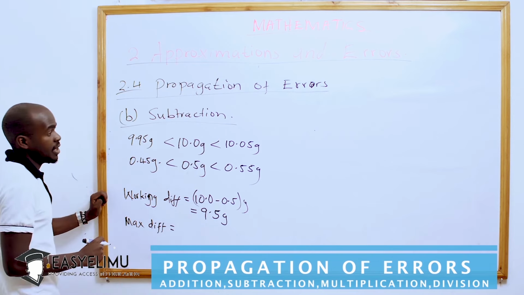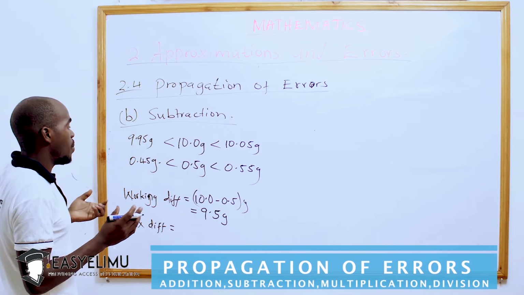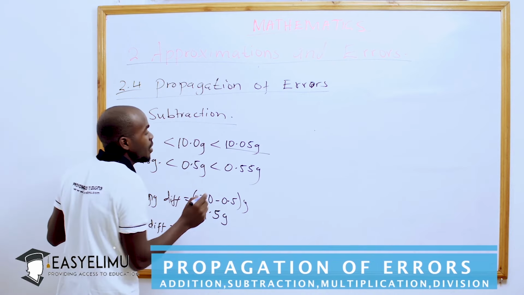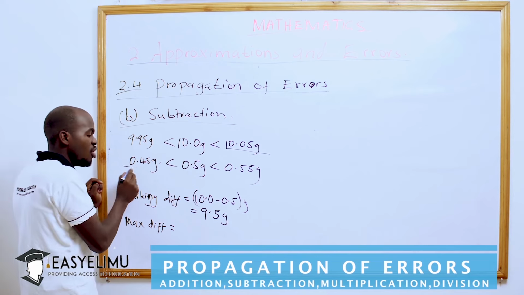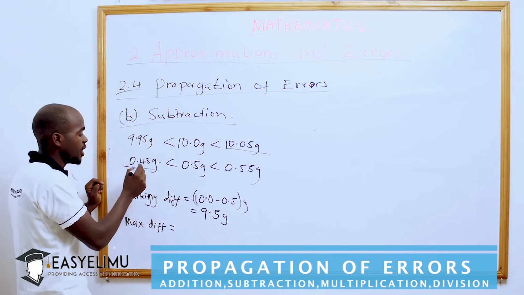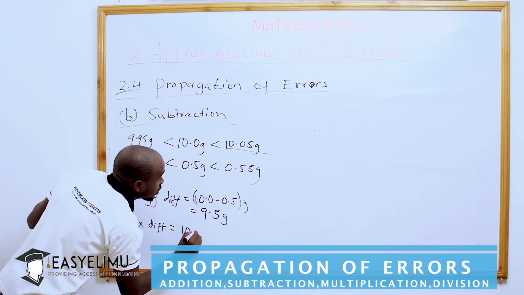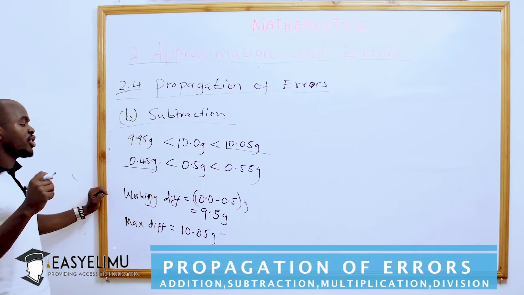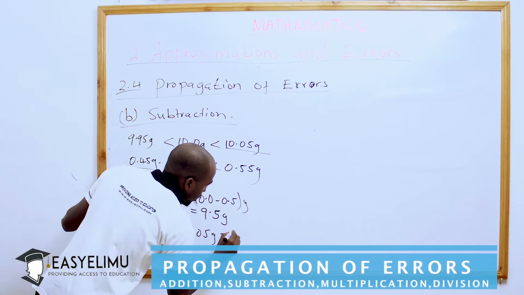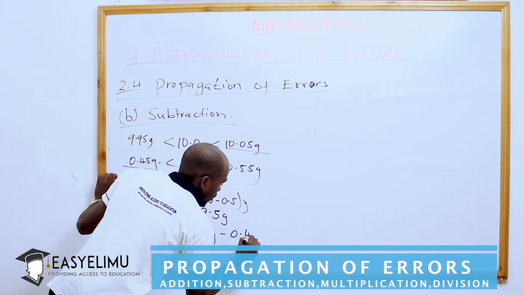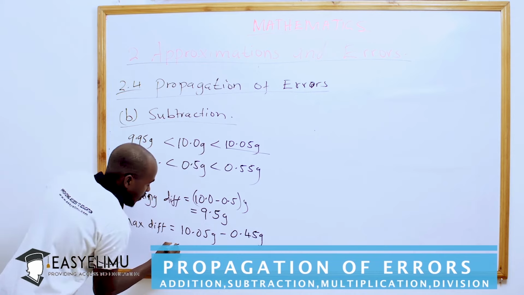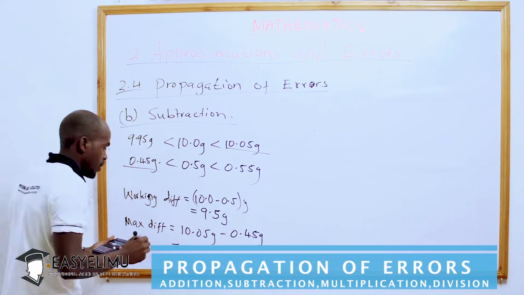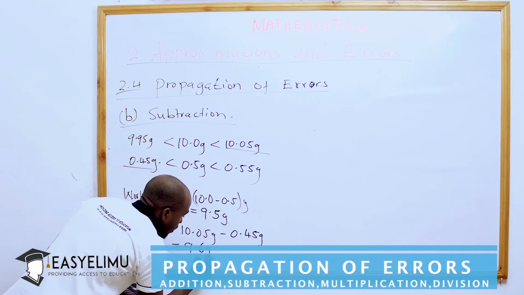So if we need to find the maximum possible difference, we shall now take the one which appears to be more of it. The maximum possible difference will be the maximum upper limit minus the lowest lower limit, which is 10.05 grams minus 0.45 grams. And we shall find our answer will give us 9.6 grams.